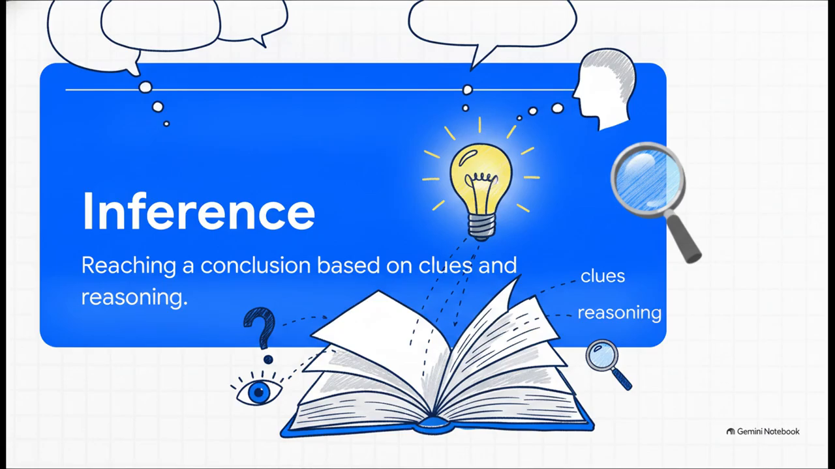Next up, we have inference. Inferencing is reaching a conclusion based on clues and reasoning. Essentially, it's reading between the lines. When authors write, they almost never explicitly spell out every single detail or explain every concept outright. Instead, they leave little clues.